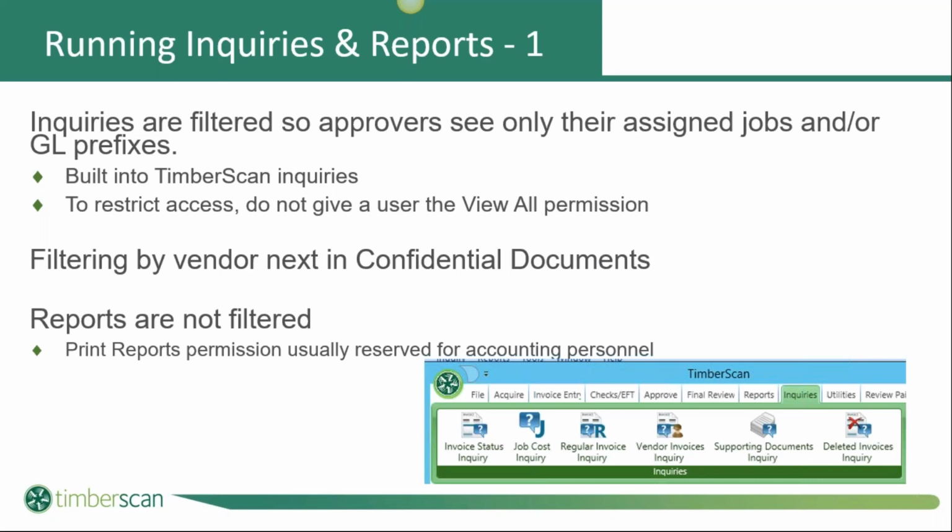see those documents. A thing to keep in mind, our reports are not filtered at all. Anybody who has access to the reports can see everything on those reports. So there's a print reports permission in user maintenance when you set up your users. We normally tell people when we do our training that reports are usually reserved for accounting personnel only. Approvers don't need to see the reports. They've got plenty of access in the TimberScan inquiries.